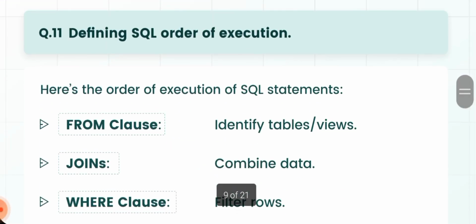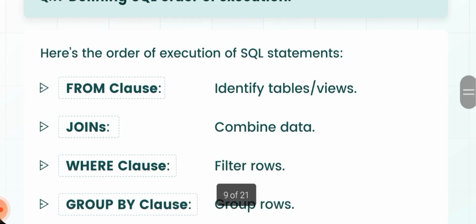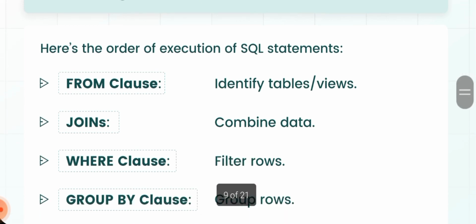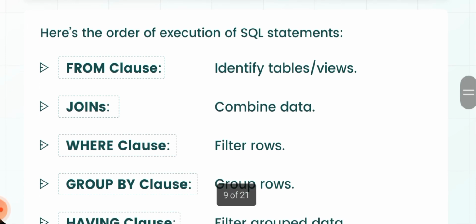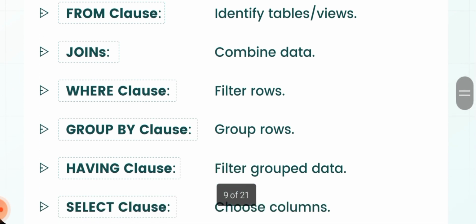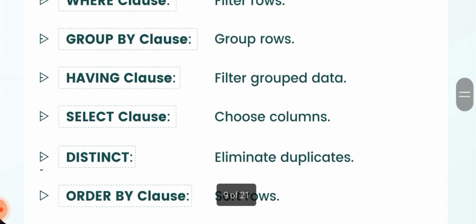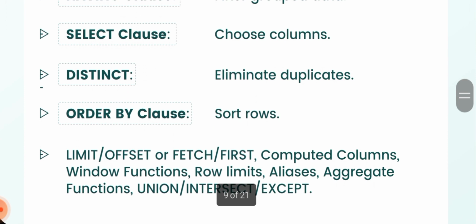Question number 11. Define SQL order of execution. Here's the order of execution of an SQL statement. From clause, identify the table or views. Joins, combine the data. Third, where clause, used to filter the rows. Group by clause, group the rows. Having clause, filter the grouped data. Select clause, choose the columns. Distinct, eliminate the duplicates. Order by clause, sort the rows.